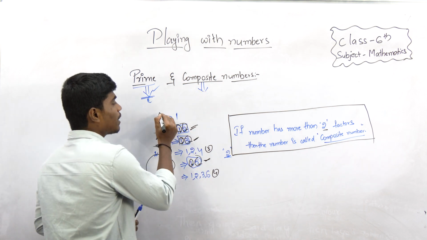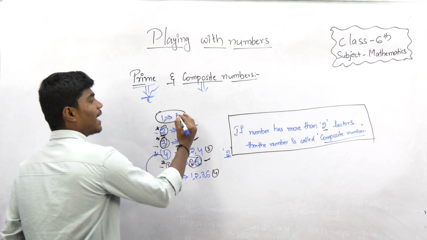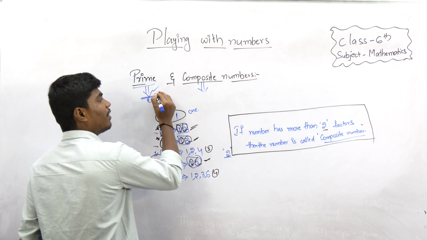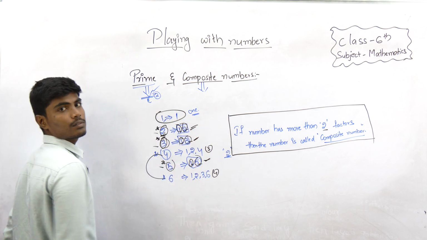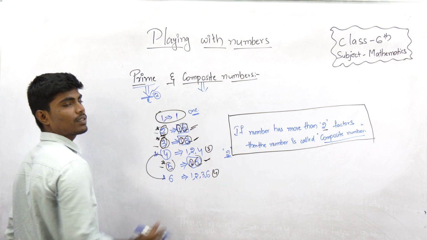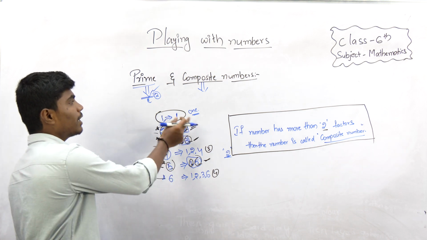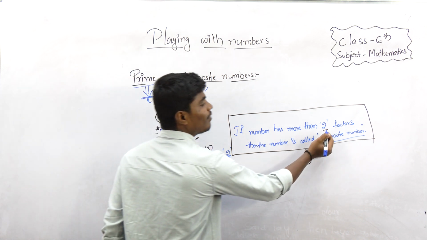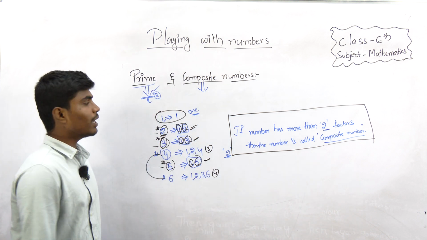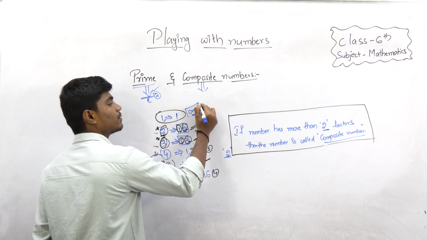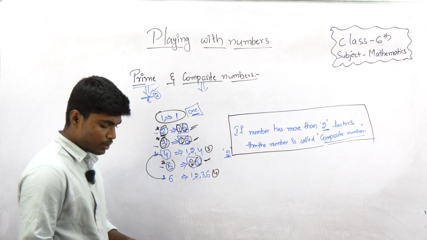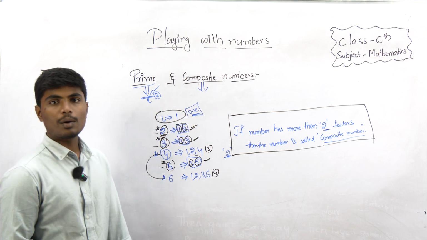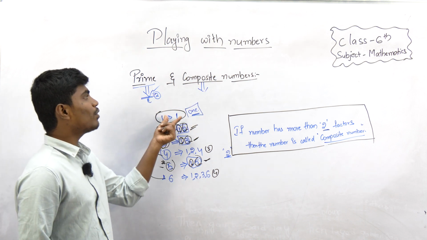Here, if you observe, 1 has only 1 factor. A prime number should have 2 factors, but 1 has only 1 factor. So 1 is not considered a prime number. A composite number should have more than 2 factors, but 1 has only 1 factor. So 1 is not considered a prime number and not considered a composite number.